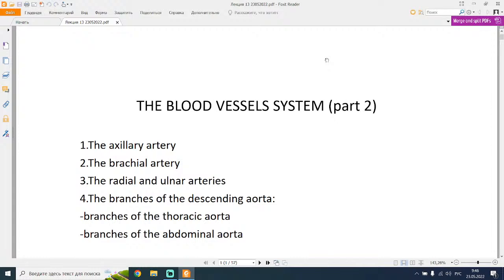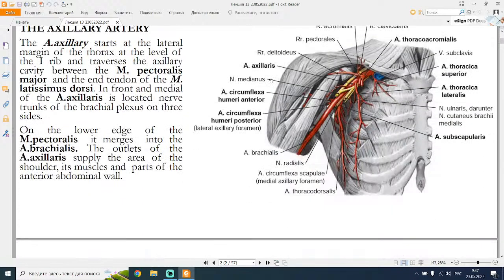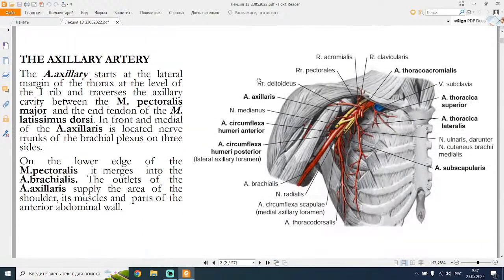Next question of the lecture: the axillary artery, the brachial artery, the radial and ulnar arteries, the branches of the descending aorta, branches of the thoracic aorta, and branches of the abdominal aorta. The axillary artery.